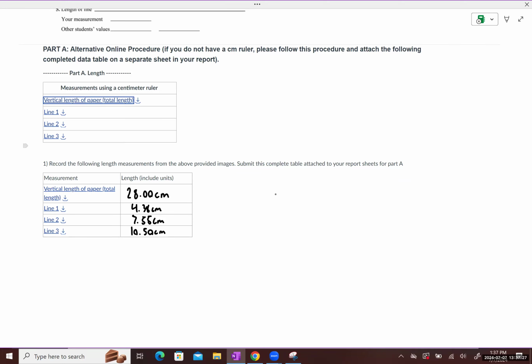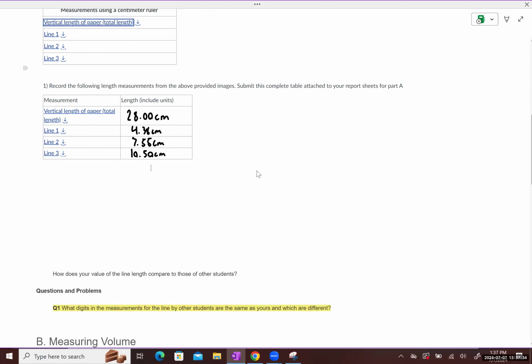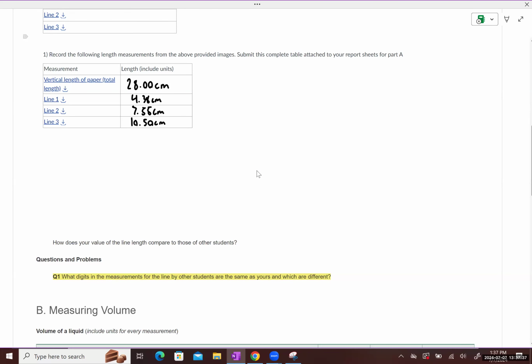We've taken all of these measurements. Now, let's see what we have to do next. We have to answer a question: How does your value of the line length compare to the other students? This would be a great opportunity to use the discussion forum. You can take the table that you have completed as part of this lab, and you can share the measurements that you've taken with your classmates on the discussion forum.